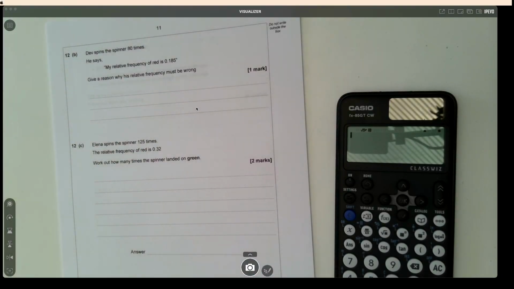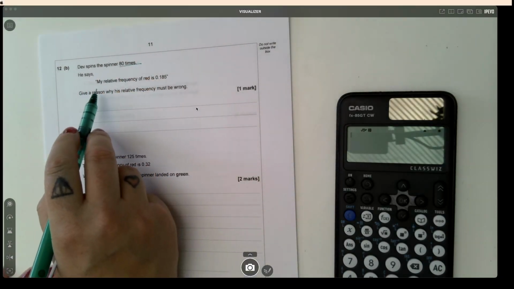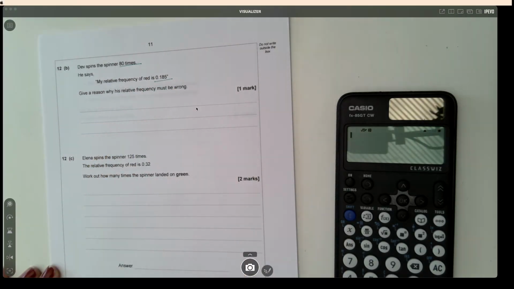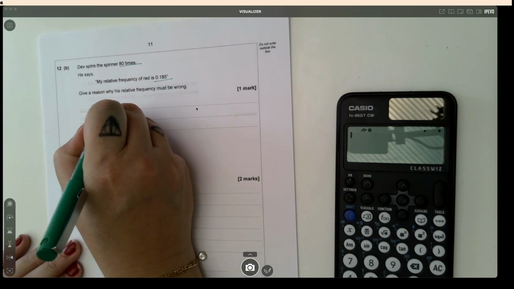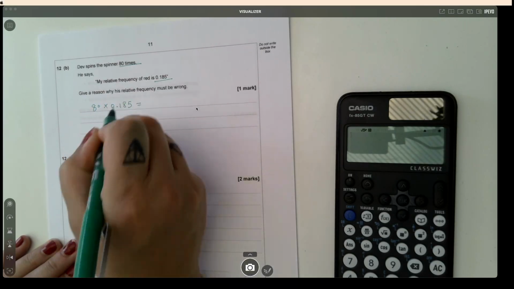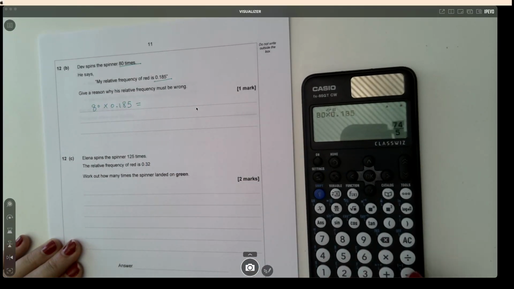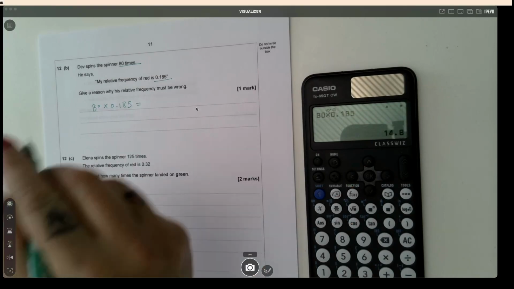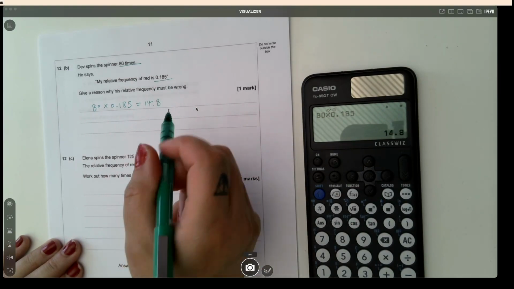Okay. 12B. Dev spins the spinner 80 times. He says, my relative frequency of red is 0.185. Give a reason why his relative frequency must be wrong. So we can use his relative frequency and multiply that by 80, and that will tell us how many times the spinner lands on red. So 80 times 0.185 is 14.8. So this is why his relative frequency is wrong.